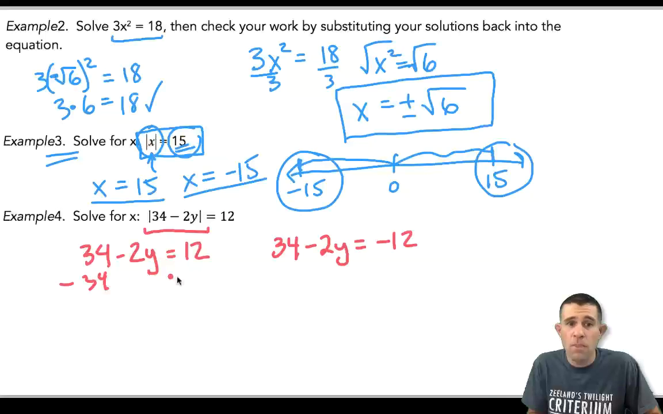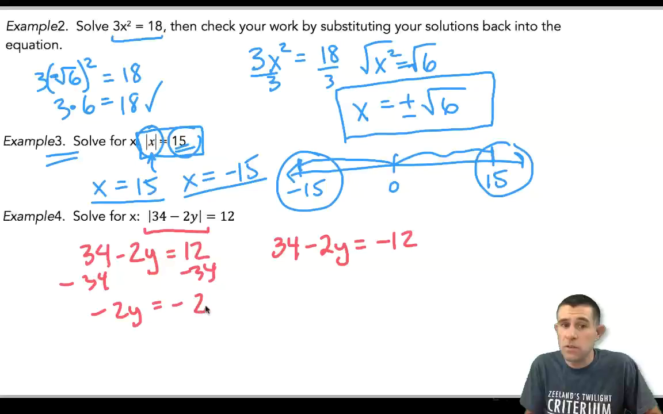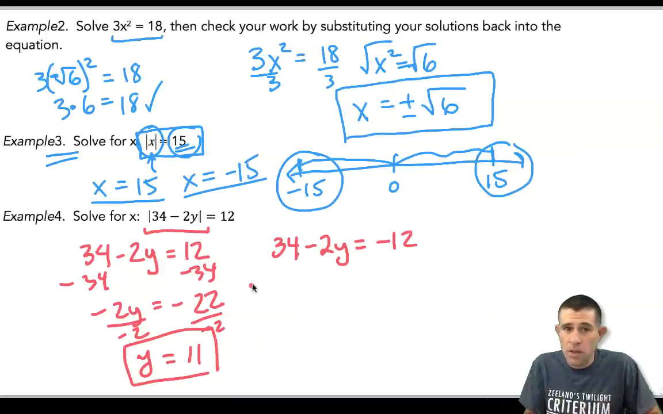Subtract 34. We have negative 2y is equal to negative 22. Divide both sides by negative 2, and we have y is equal to 11. So there's one possible solution.